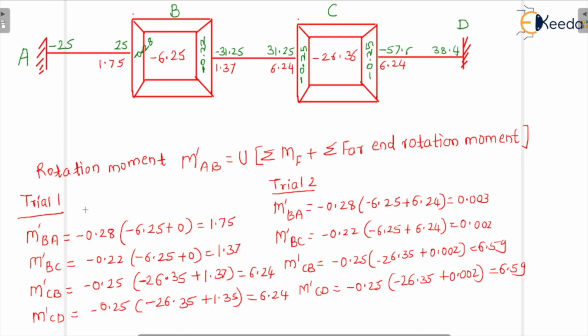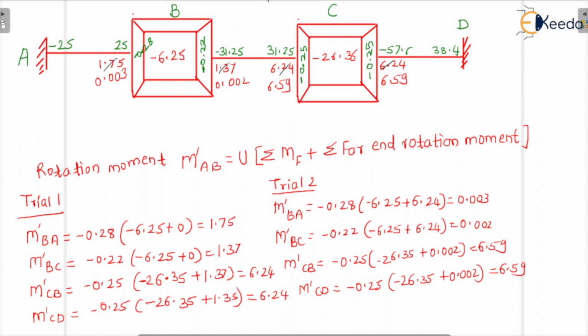Okay, I am going to erase this part of the solution because I don't want to change to the next page. So I'll just rewrite these values here now. Trial 2 answers, I'm just noting it down. So my new answers are 0.003, 0.002, 6.59, 6.59. Now my calculation will include these values, so I can simply cross the previous values. These are my new values now.